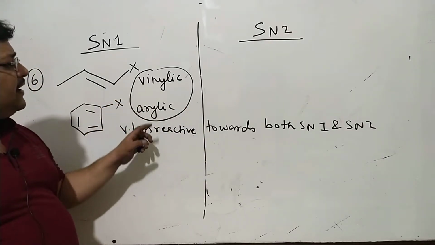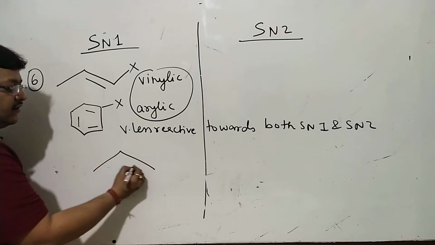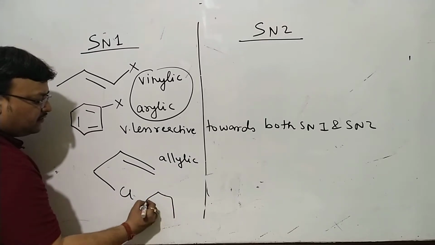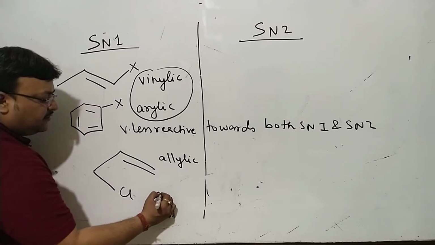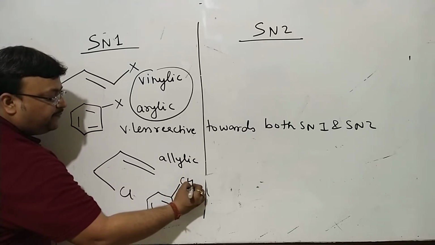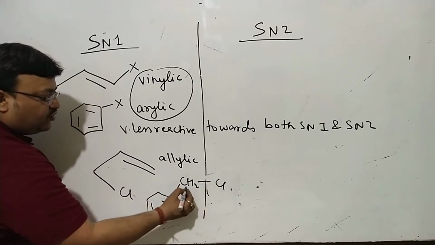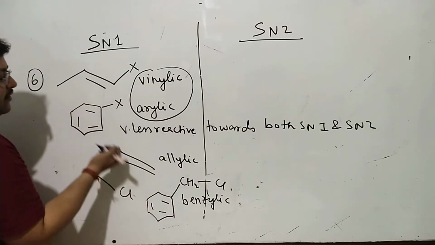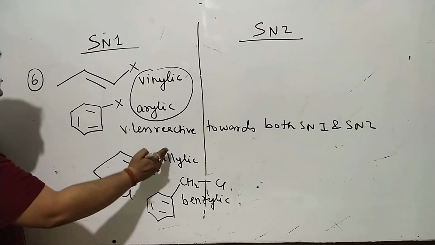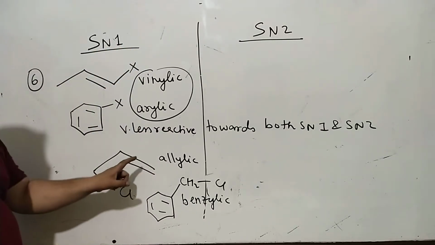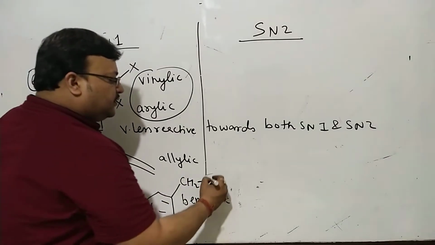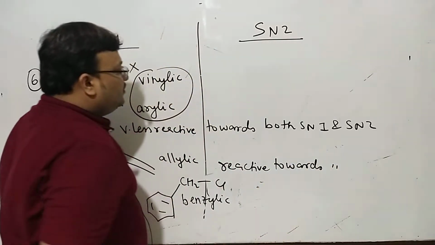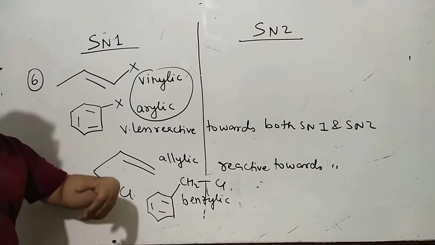Vinylic and arylic. Double bond का next वाला was allylic. This was allylic, and this is benzylic. Ring का next वाला. So next to the ring is benzylic. On the ring it's arylic. Next to the double bond it's allylic, and on the double bond it's vinylic. So allylic and benzylic are reactive towards both, and vinylic and arylic are very less reactive towards both SN1 and SN2.